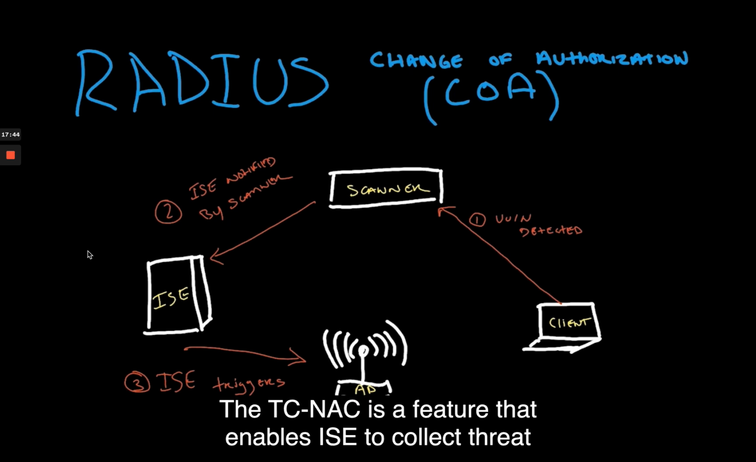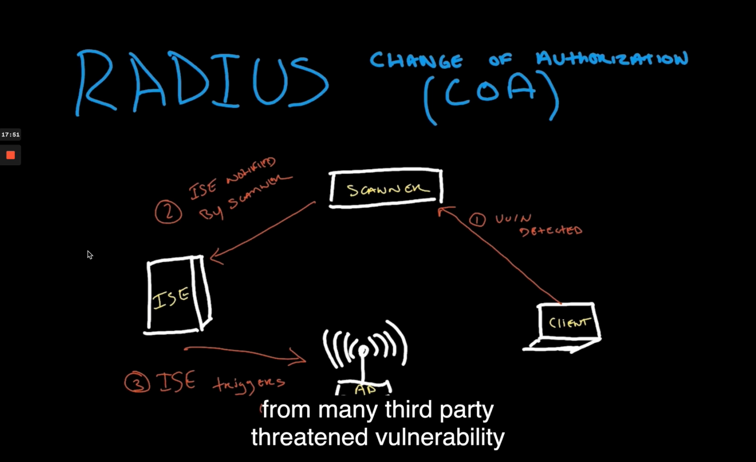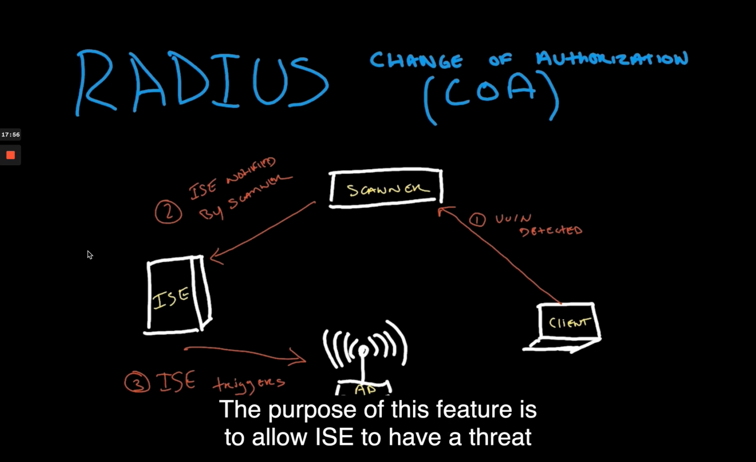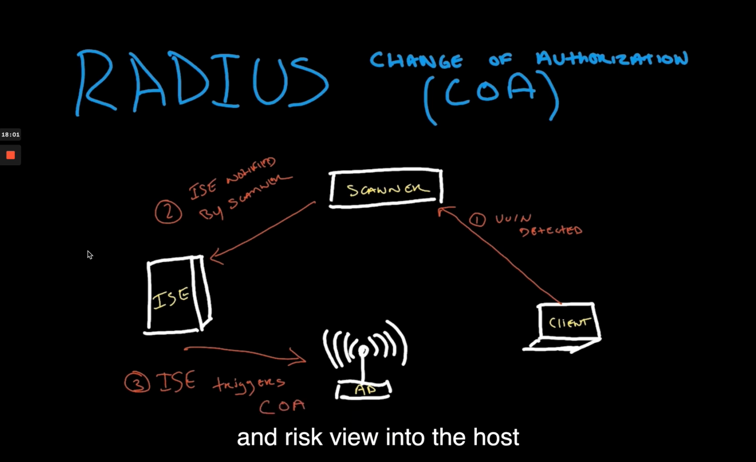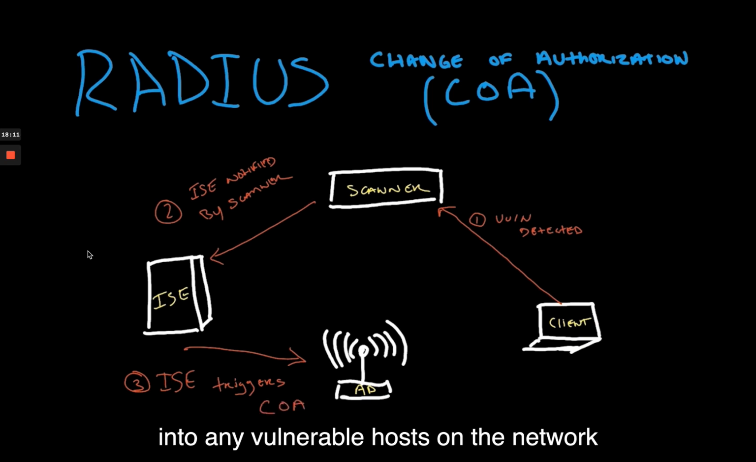The TC-NAC is a feature that enables ISE to collect threat and vulnerability data from many third-party threat and vulnerability scanners and software. The purpose of this feature is to allow ISE to have a threat and risk view into the host it is controlling access rights for. Note that the TC-NAC feature enables you to have visibility into any vulnerable hosts on the network and to take dynamic network quarantine actions when required.